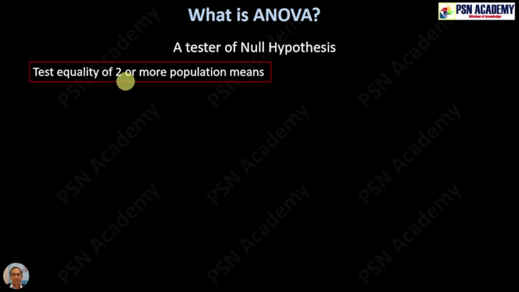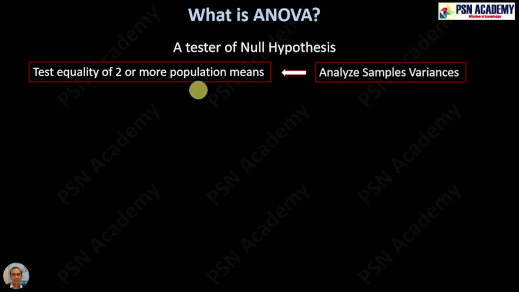It tests the equality of two or more population means. That means you have some populations, so you can say whether the means of those populations are equal or not. How does it do this? You have the samples from those populations because you do not have the population data. So you take the samples and you calculate the variances of those samples. You analyze them and you can test whether the population means are equal or not.